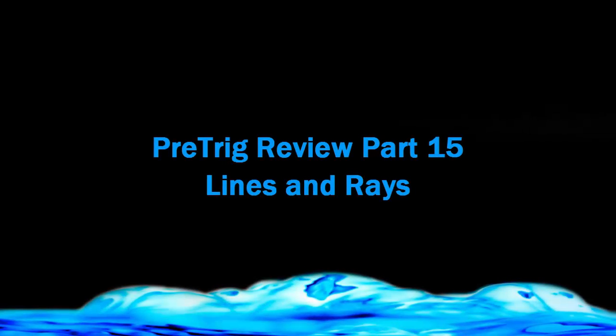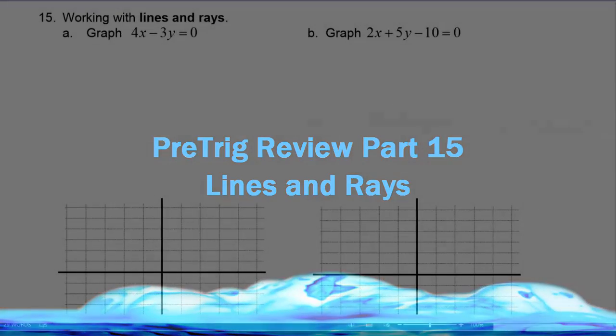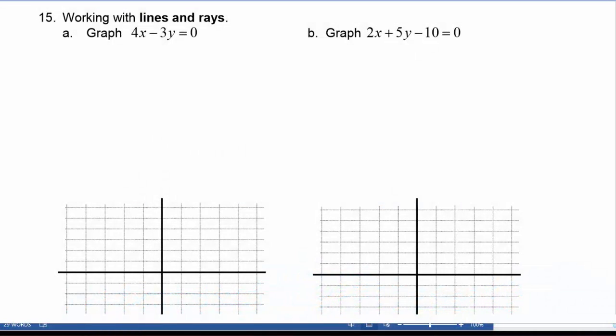In the PreTrig review part 15, we go over how to work with lines and rays. In example A, we're asked to graph 4x minus 3y is equal to 0.